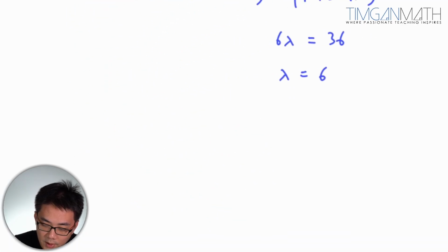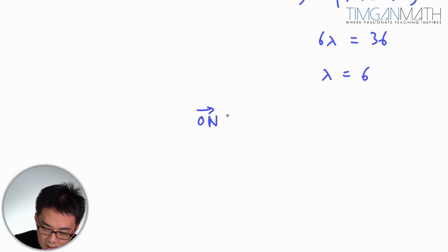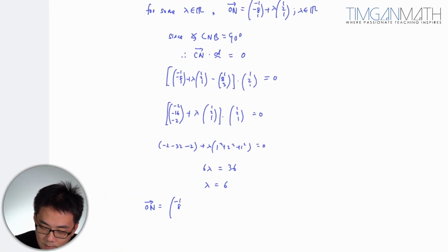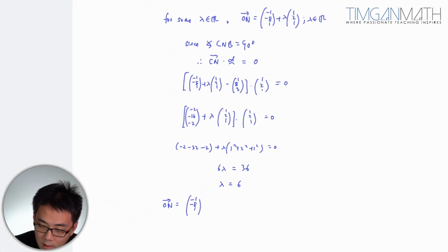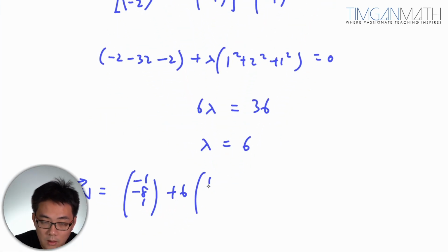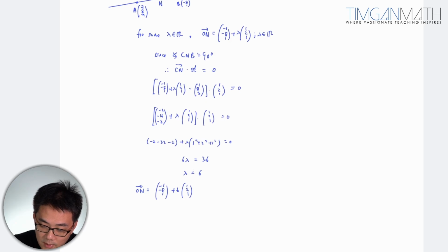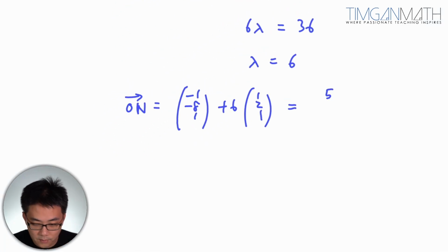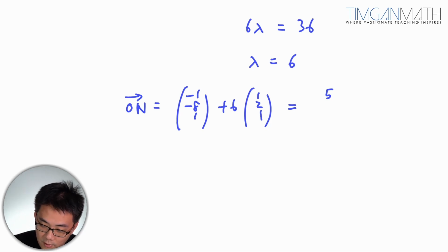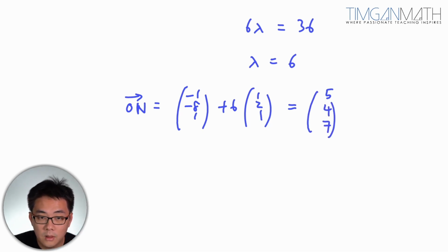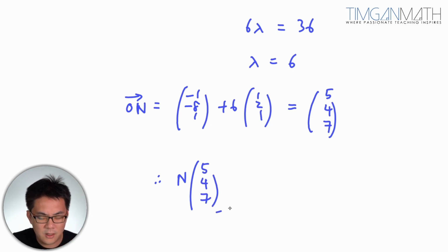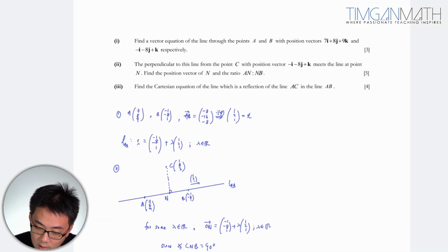So we managed to find ON. ON would then just be (-1, -8, 1) plus 6 times (1, 2, 1). Just make sure that you use this part here. Once we compute it, we get 5, then 12 minus 8 which is 4, and then 7. So that's your ON. Hence N is (5, 4, 7). Those are the coordinates that you get. What you want is the position vector of ON.